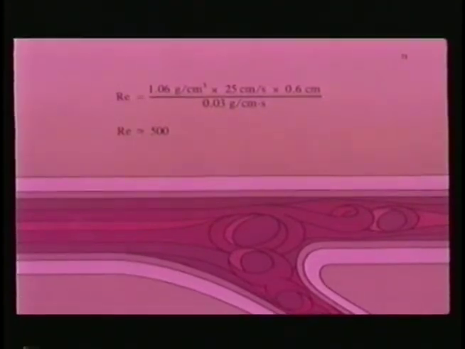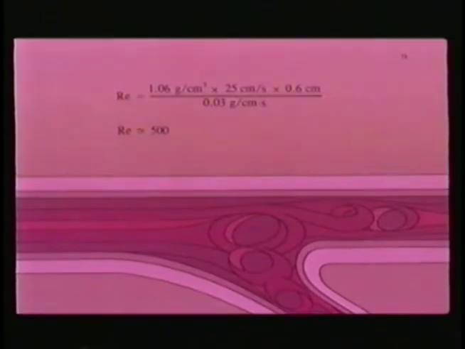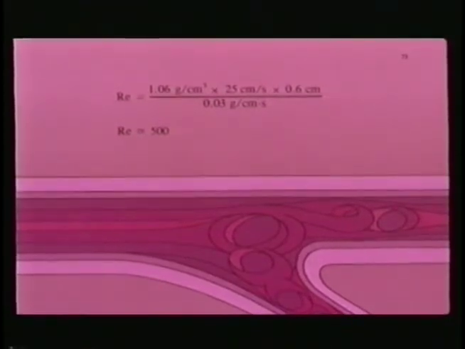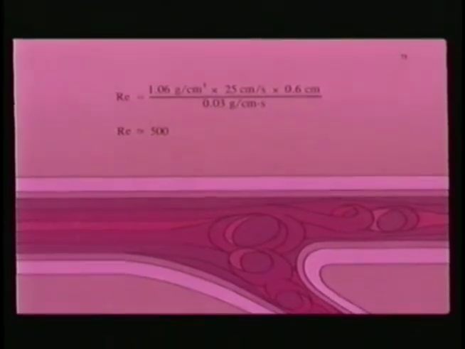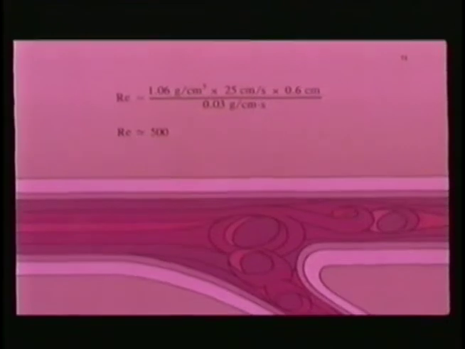In an artery with a diameter of 0.6 centimeters and a systolic linear velocity of 25 centimeters per second, the Reynolds number is approximately 500. Since turbulence tends to set in at low Reynolds numbers in the presence of complex vessel geometry, turbulent resistance may become significant at branch points.